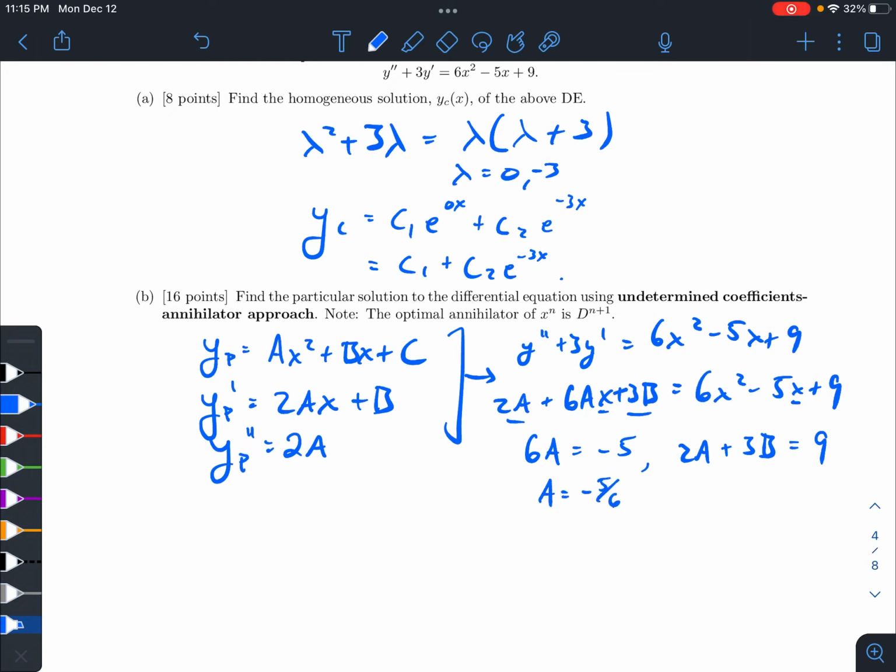So a is equal to -5/6. So this says -10/6 plus 3b equals 9. So 3b is equal to 9 plus 10/6. That's terrible.